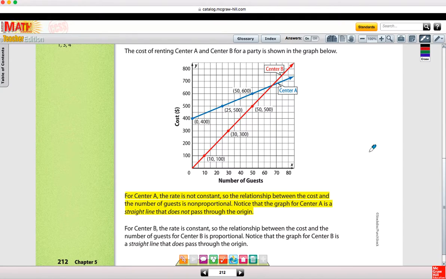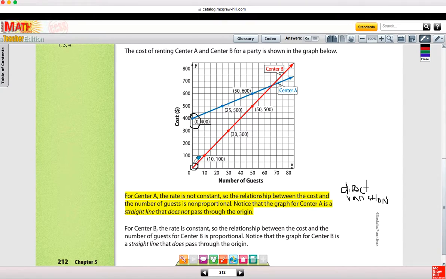When it passes through the origin, it's going to be a direct variation. Okay, so in this case, it's not a direct variation. Sorry about my handwriting here, but it's not a direct variation because it does not pass through the origin. Right here, it's passing at $400. Okay, so there's that upfront cost of $400 right away.